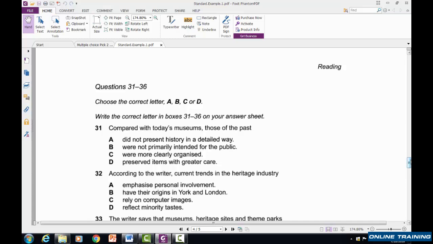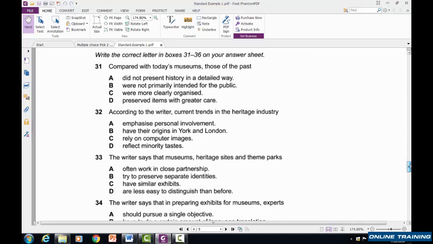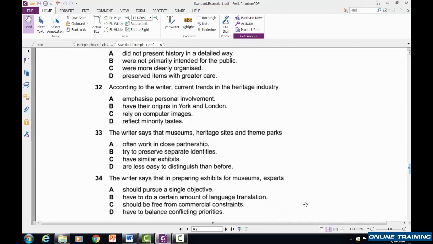Okay, now let's look at number 34. The writer says that in preparing exhibits for museums, experts should... Right. So in preparing exhibits for museums, what should the experts do? All right, so let's have a look at that and see.